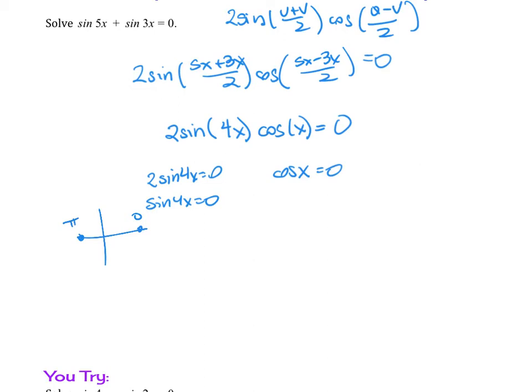Now because we have the 4 here, remember how we have to solve for that. So 4x equals 0, or n pi. Let's say n pi. Then to solve, we divide by 4. So x actually equals n pi over 4.